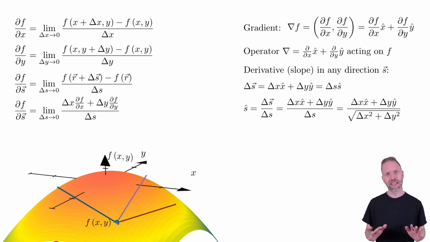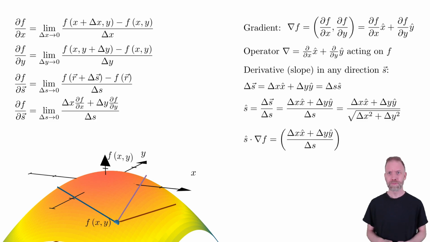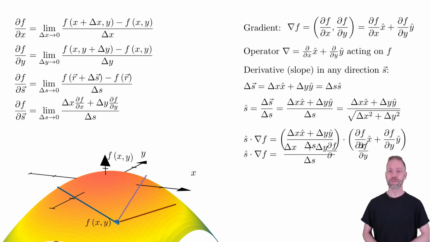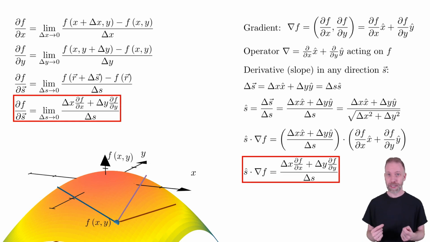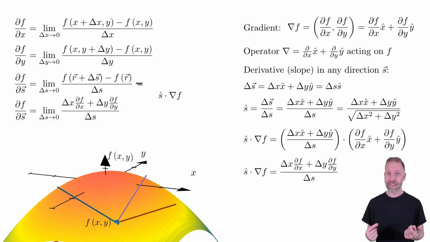Now let us try the following. Take the dot product between the unit vector s hat and the gradient of f. Insert expressions for s hat and the gradient, and carry out the dot product. Note that this is the same expression as the expression for the partial derivative with respect to s. This means that the partial derivative with respect to direction s is s hat dot the gradient. Taking a partial derivative in the direction is called the directional derivative.